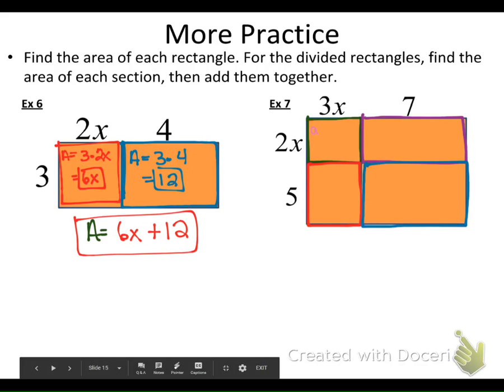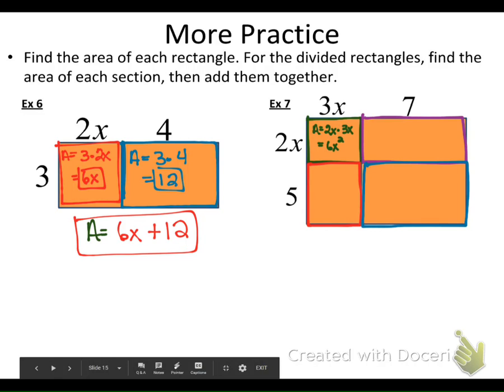Area. Oh, that's really bad to see. Let me change that color. Okay. So I'm going to do area equals, what's the height of this? 2 what? Okay, so the height is 2x. And then what's my width? 3x. Okay, what's 2x times 3x?